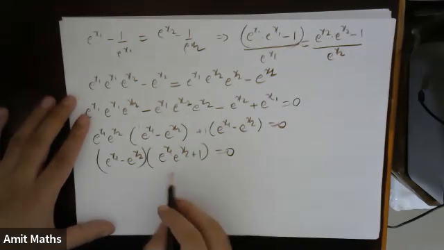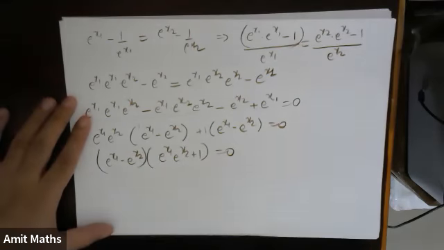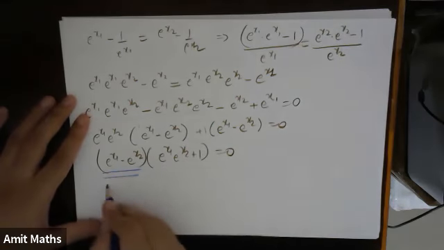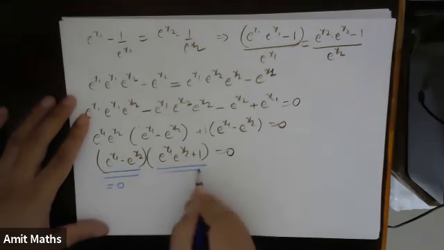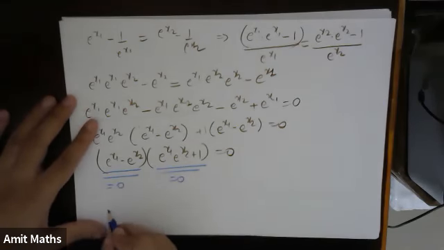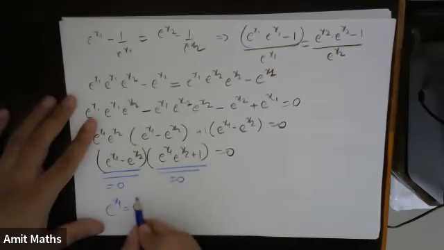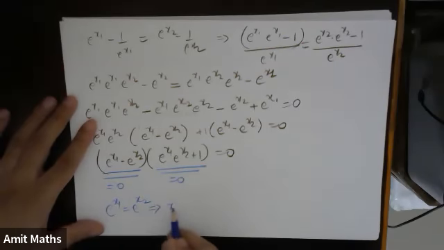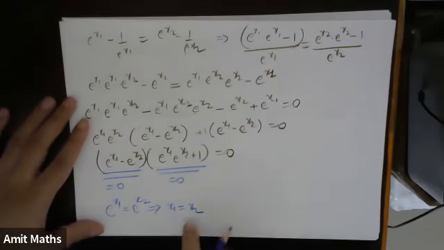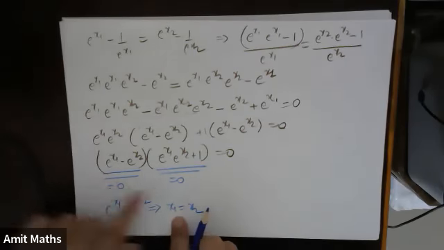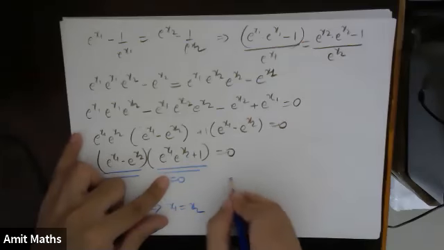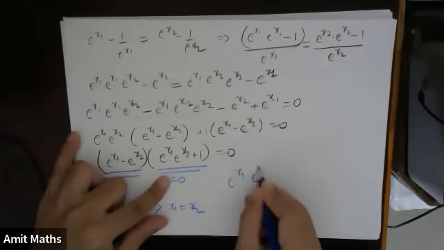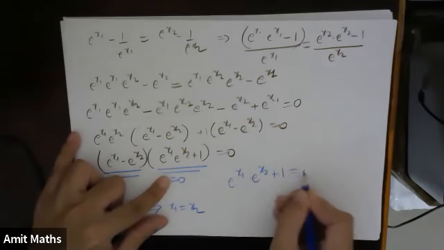Fine. So what we have got? We have got two solutions. Either this is equal to 0 or this is equal to 0. So let's take the first one. e^x1 minus e^x2 is equal to 0. That means e^x1 is equal to e^x2. This will give us x1 equals x2. This is one of the answers. Another solution: the second solution is e^x1 · e^x2 + 1 equal to 0.